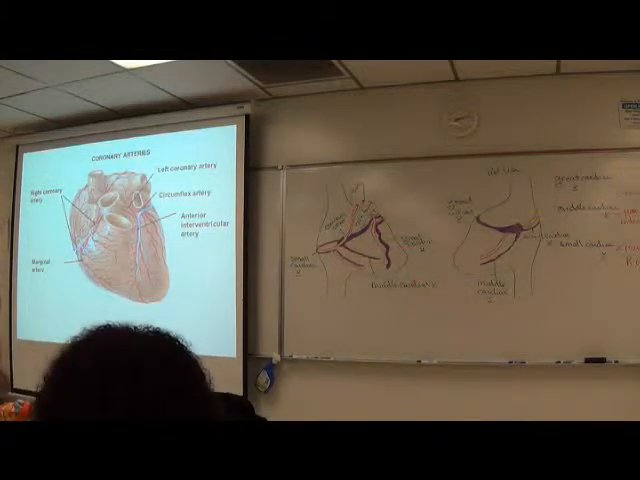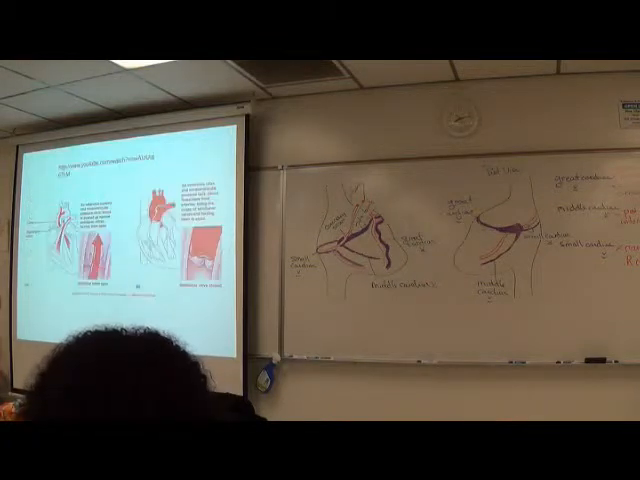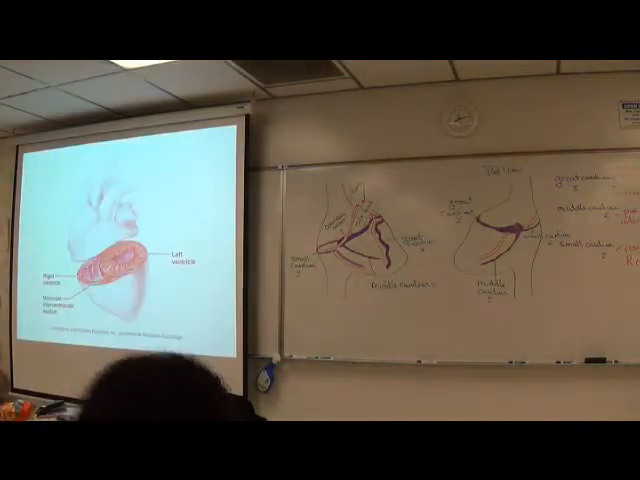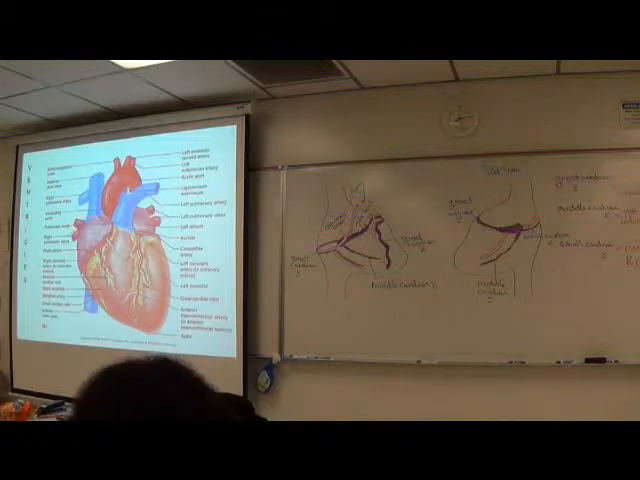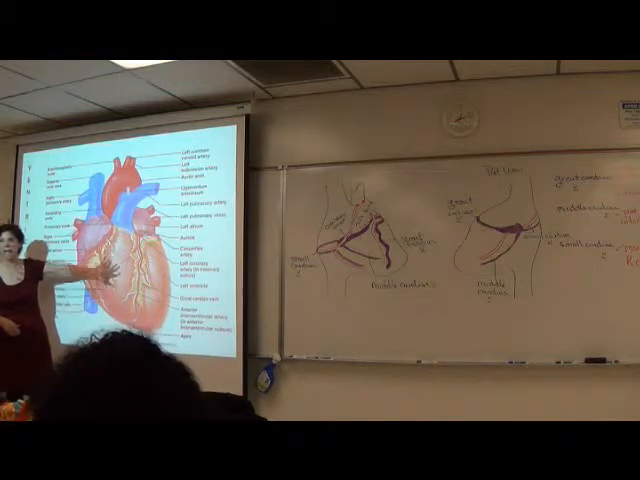Now, I talked about ligamentum arteriosum in lab. A couple people had asked about it, but I hadn't mentioned it in lecture. So let me go back to that structure. Here we go. So back to components. This is an anterior view.